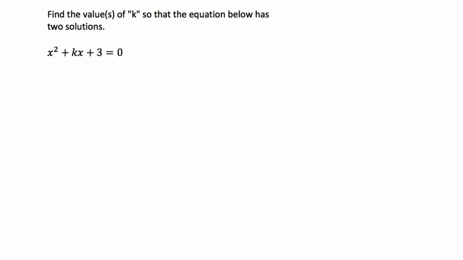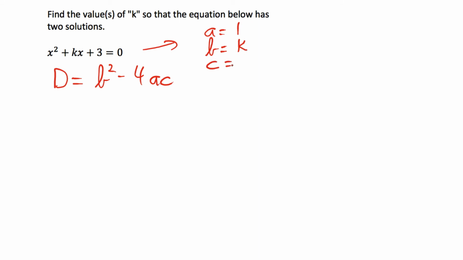In this next example, I've taken a similar quadratic equation. I've just changed the coefficient on the x from 2 to a constant k. And the question here is to figure out for what values of k will this quadratic equation have 2 solutions. So determining number of solutions we know is related to the discriminant. So we're going to look at b squared minus 4ac. And in our example, we can see that a is 1, b is k, and c is 3.